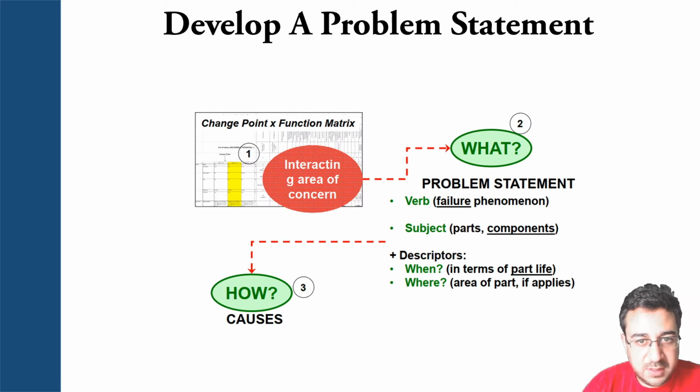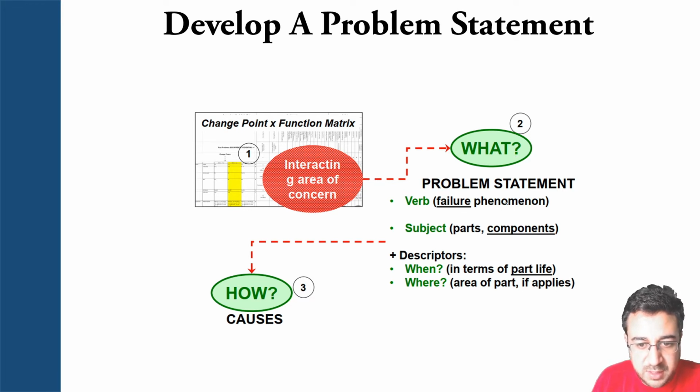Developing a problem statement, or developing a story. How do we do that as we are building our DRBFM worksheet? Of course, you go through the change point list and the function list, and you already did the visualization and reached the change matrix, or the change points cross functions matrix that we talked about before. That's where you will look at your interacting areas of concern and identify all your potential and confirmed concerns. So in this case, what is the area of concern?